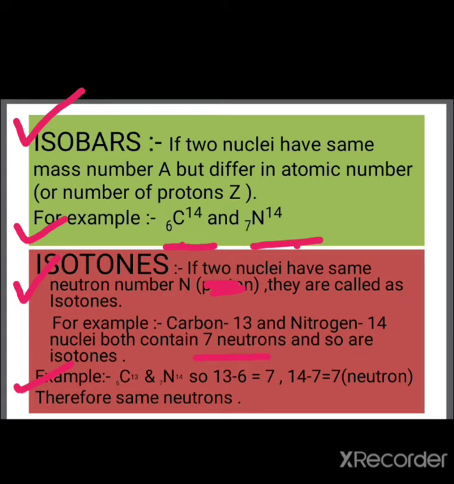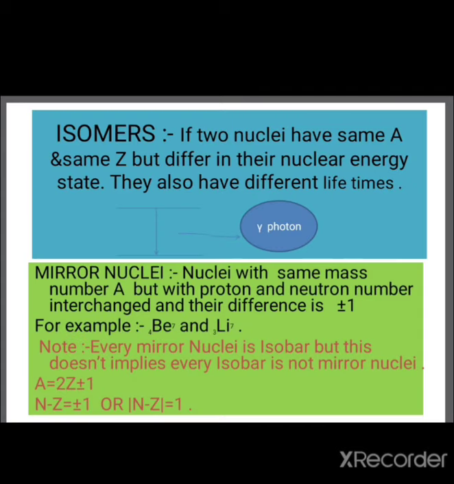To find the neutrons, we have to subtract A minus Z, that is equal to N. So here you can subtract 13 minus 6 is equal to 7 in the case of carbon, and in the case of nitrogen 14 minus 7 is equal to 7. So you can see that carbon is giving 7 neutrons and nitrogen is also giving 7 neutrons. Therefore, having the same neutrons, they are known as isotones.